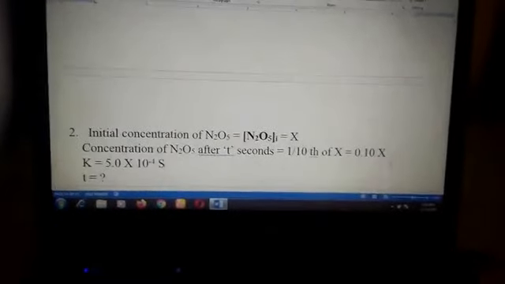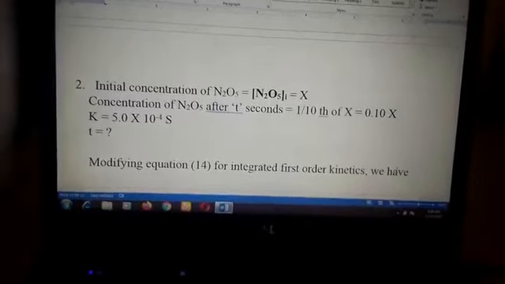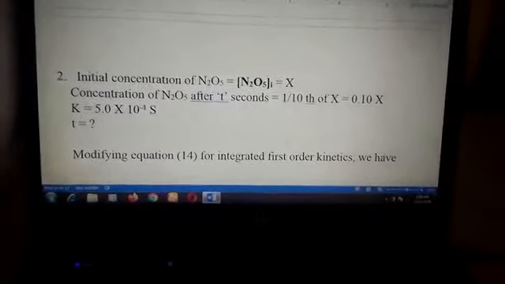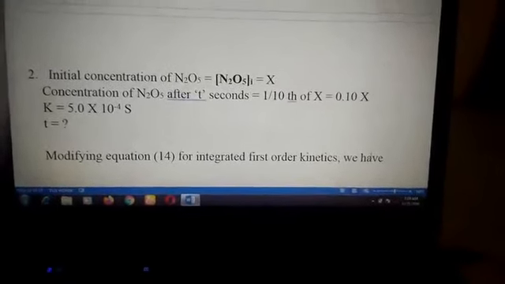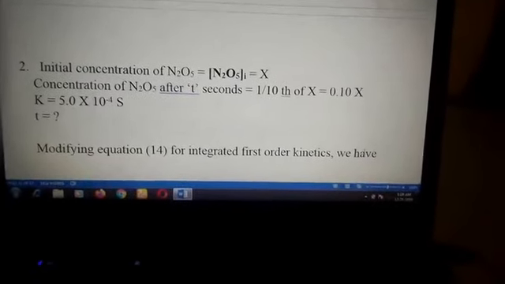So we don't know the original, but let's see how we can do it. Question 2 says, initial concentration of N2O5, which you can take as [N2O5]_I. That I means initial. So we don't know the value, we assume that let it be equal to S.